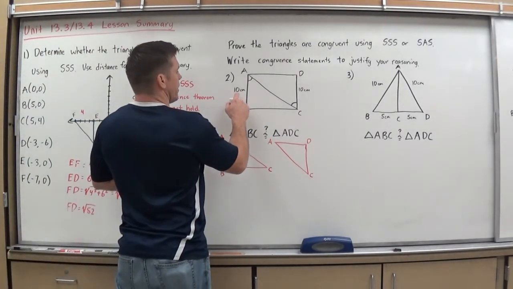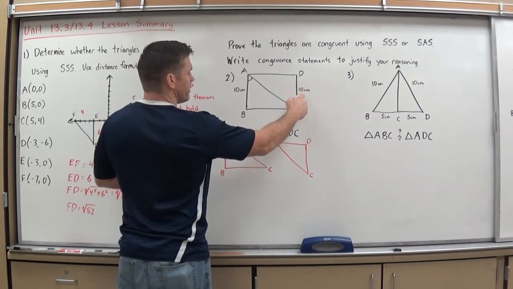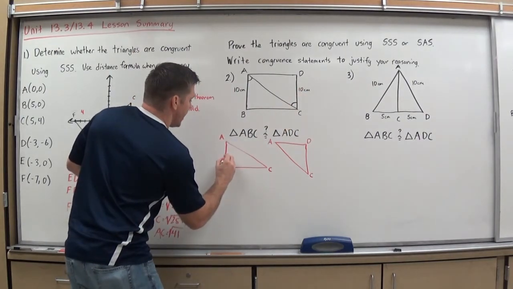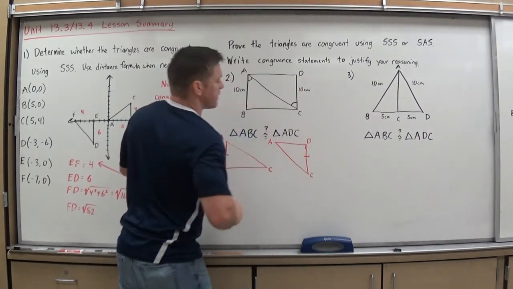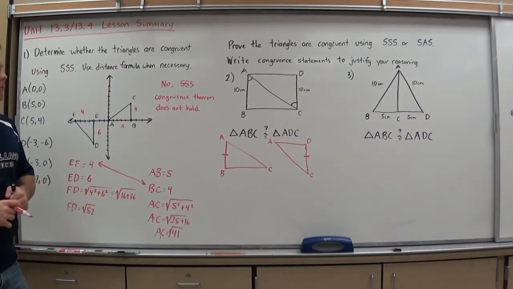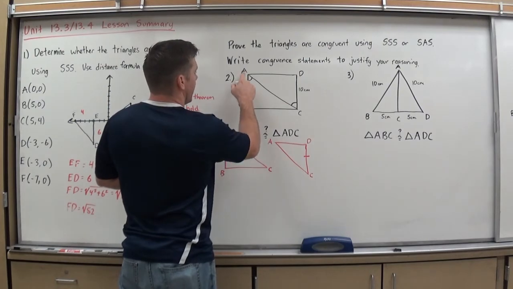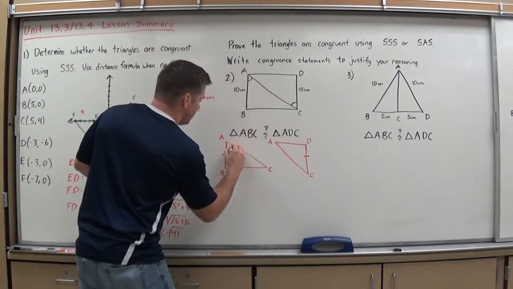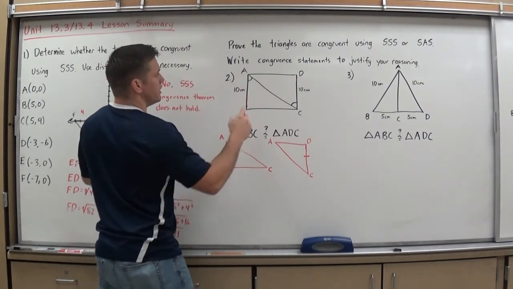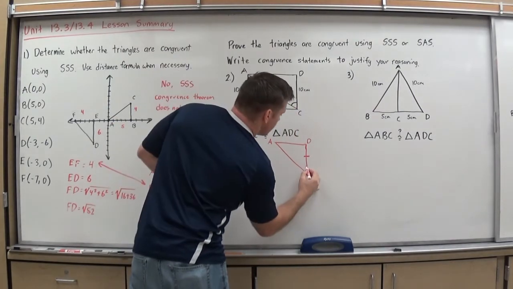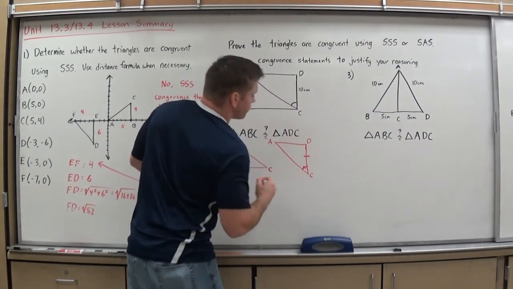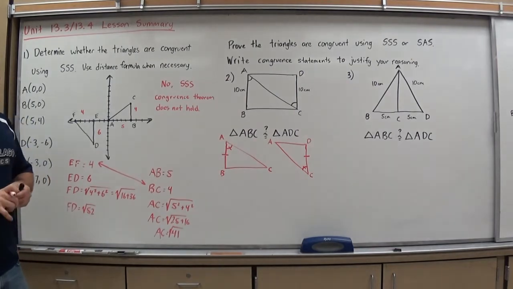So I start to look at the measures. I have side AB is 10, side DC is 10. That means side AB must be congruent to side DC, so I'll mark that with a congruent symbol. They tell me that angle BAC is congruent to ACD. So I'm going to mark that with a congruent angle symbol.